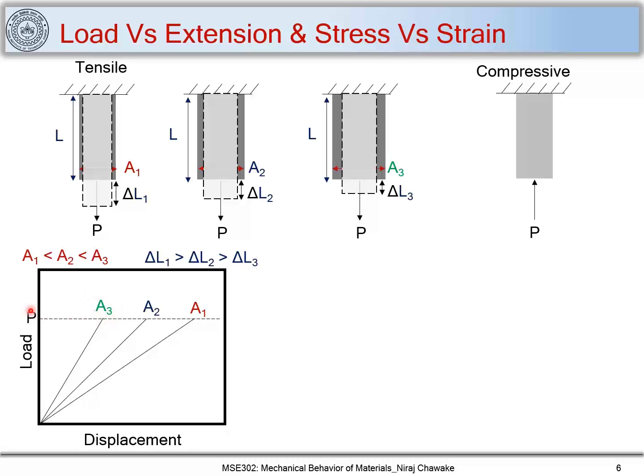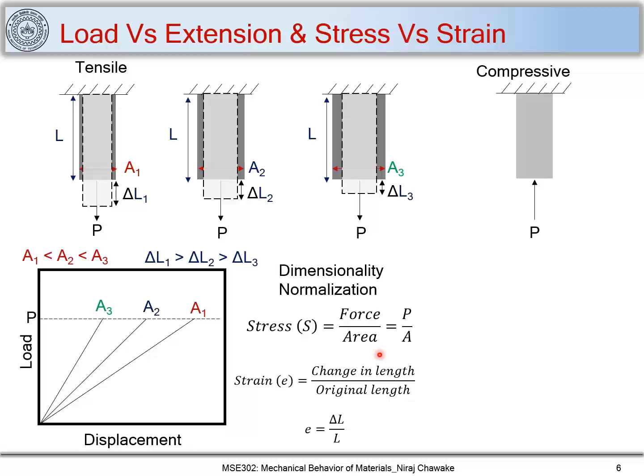So here comes the idea of dimensional normalization. What I mean by that is I normalize my force with respect to area. So I call it stress. I define stress as force per unit area. Similarly, I normalize the elongation based on the original length. I call it strain, which is nothing but the change in length upon original length. I write it as e is equal to delta L upon L.